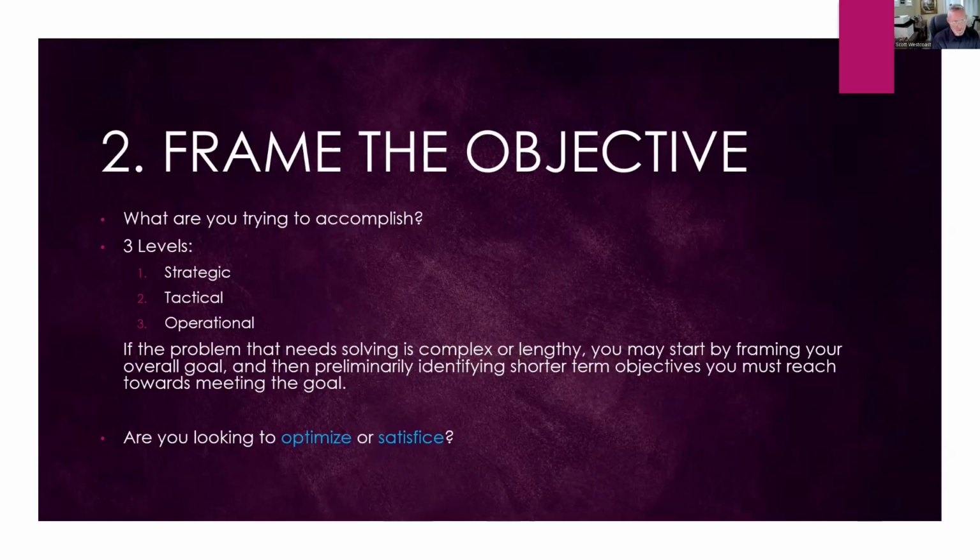In terms of your readings for this week, whether it's bounded rationality or using the rational model, are you trying to satisfice? Are you just trying to do something that's good enough? Or are you trying to optimize and have the best possible outcome? This is what we're talking about in step 2.